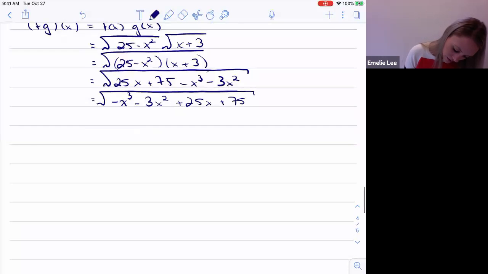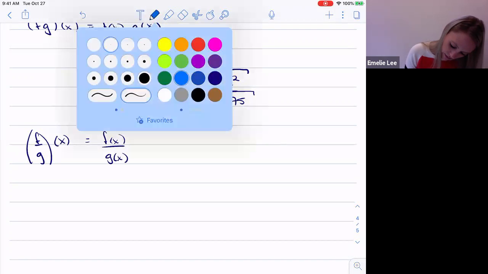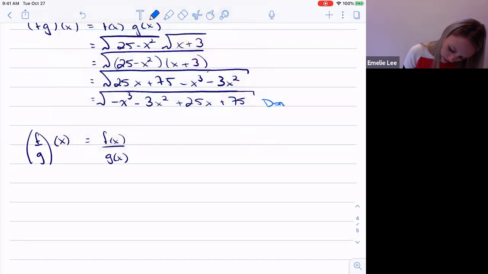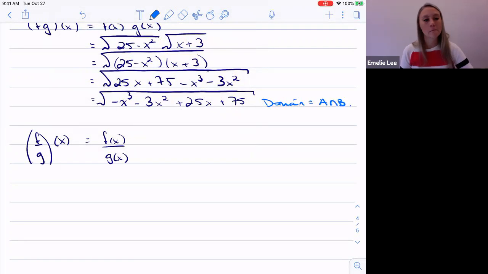So now f over g of x is f of x over g of x. Oh, and I guess I should say, we know that the domain here is A and B. Right? The only time it changes is here in the division because we also need to ensure that g of x is not equal to 0, right? Which is just a slight tweak, right?